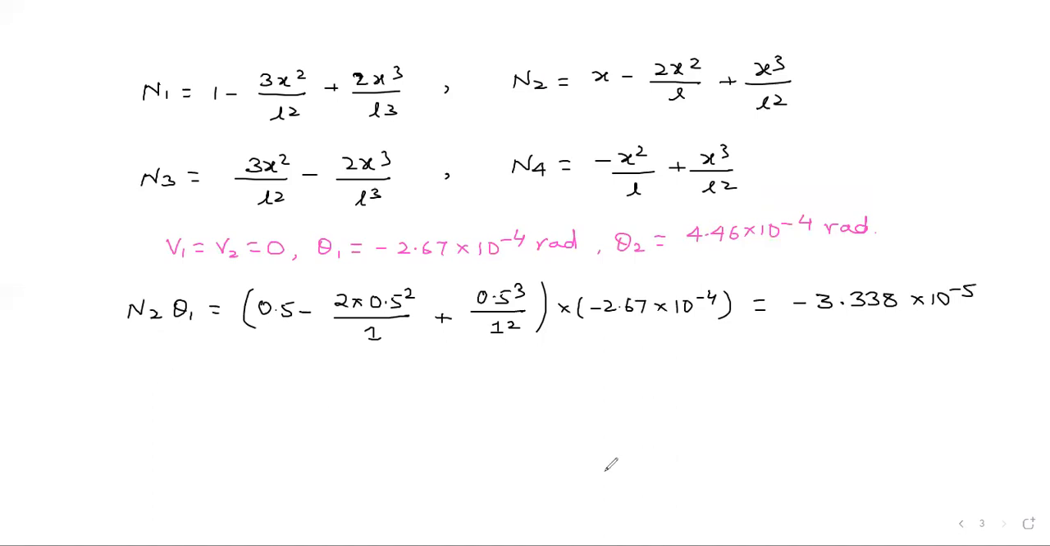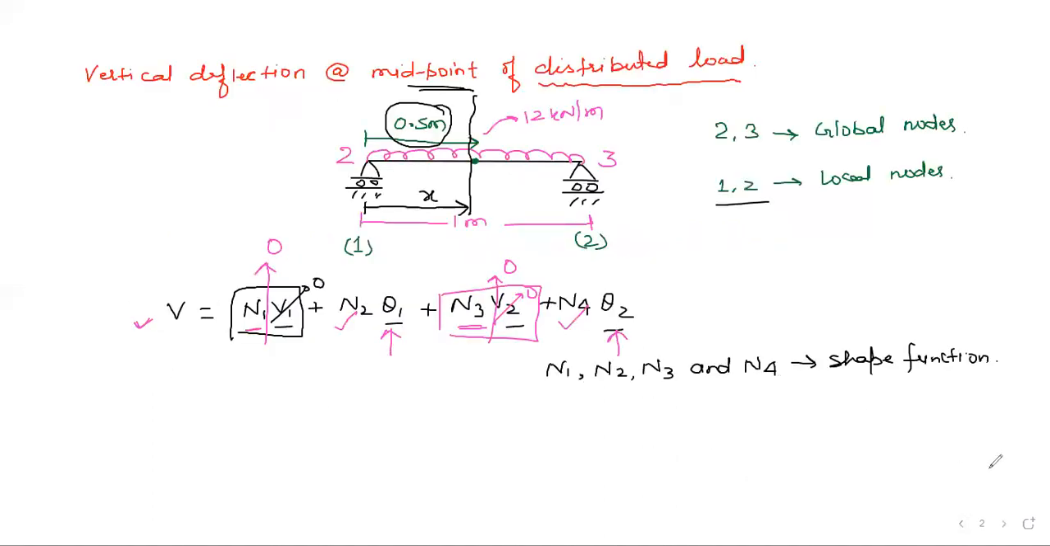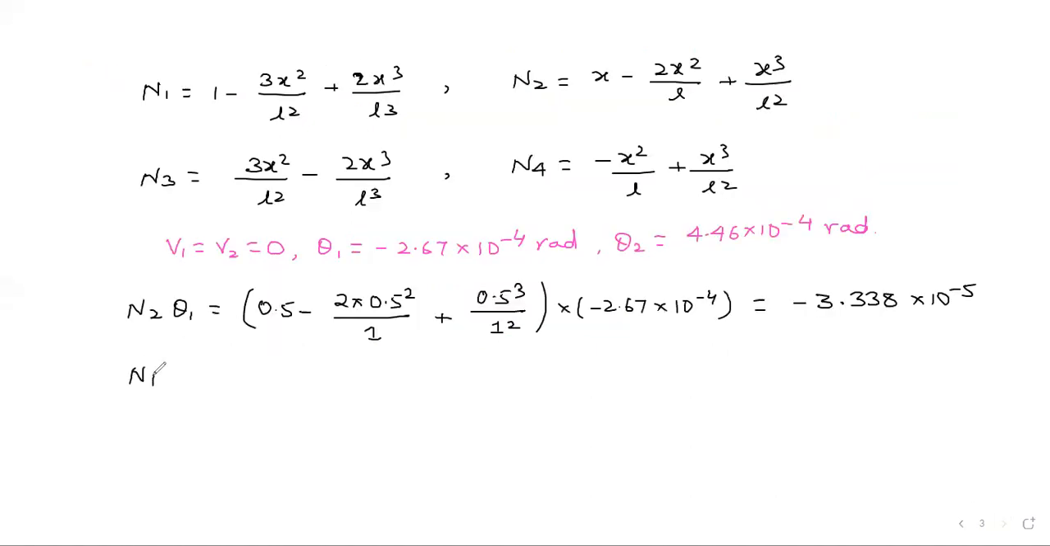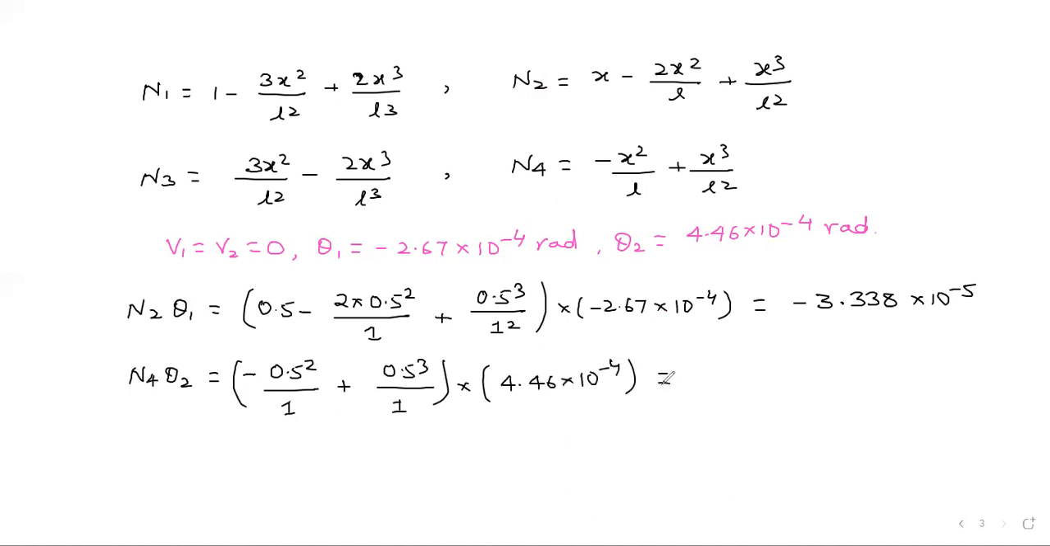Similarly, we calculate the next non-zero term, that is N4 theta 2. N4 is minus x square, so minus 0.5 square upon L, plus x cube, 0.5 cube upon L square, that is 1 square is 1 only, into theta 2, that is 4.46 into 10 to the power minus 4. We end up with the value of minus 5.757 into 10 to the power minus 5. So we have these two values.